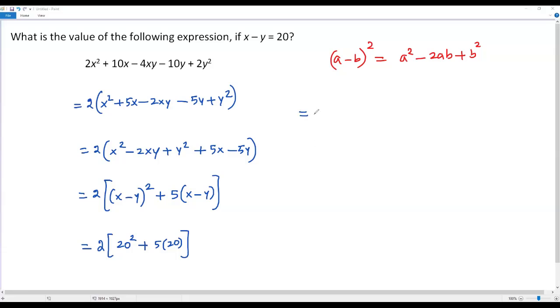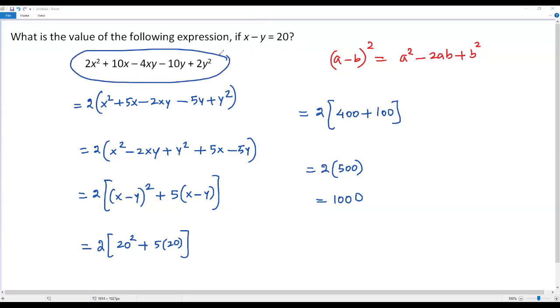Now let's do some simplification. That is 2 times. The value of 20 squared is 400, plus 5 times 20 is 100. Then we get 2 times (400 plus 100), which is 500. When I multiply 2 and 500, I am getting 1000. Using this, that is x minus y equals 20, I got the value of the given expression. The value of the given expression is 1000.